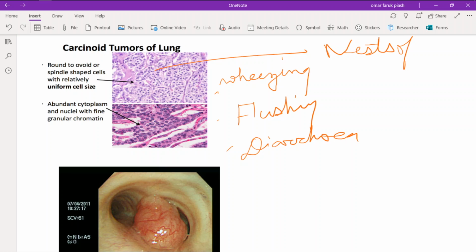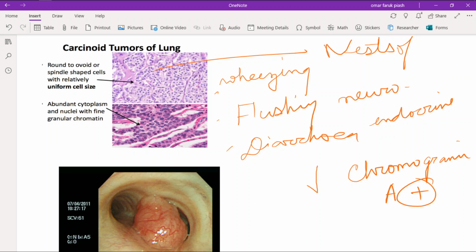This is the nest of neuroendocrine cells, and in here chromogranin A is positive. Where there is neuroendocrine cell, I have already told you that chromogranin A is positive. All the neuroendocrine tumors are chromogranin A positive.